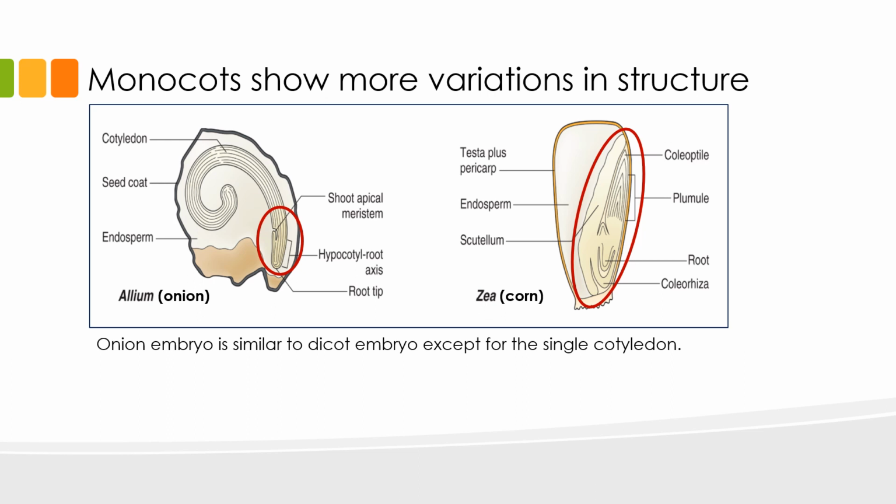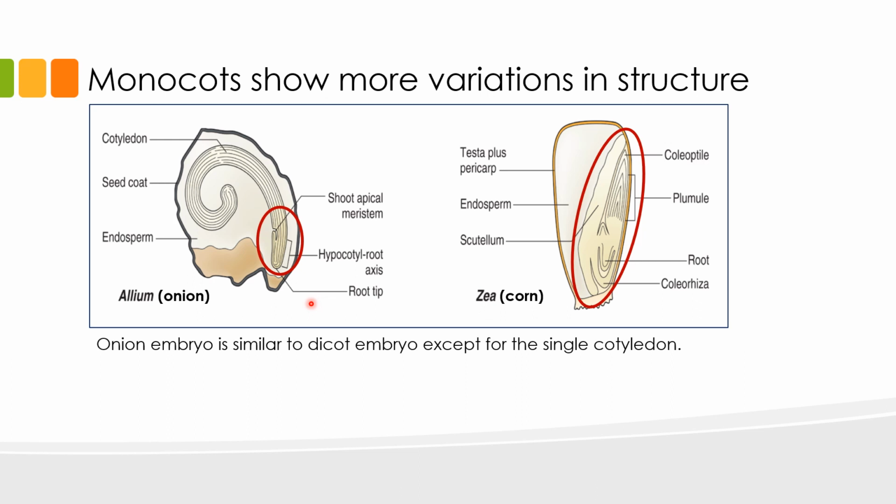As I mentioned earlier, the presence of additional embryonic structures may vary across monocot species. Just look at the illustrations of the embryonic cross-sections of two monocot plants that we have here. We have onion in the left and corn in the right. The embryos in the seeds of both species are encircled in red.